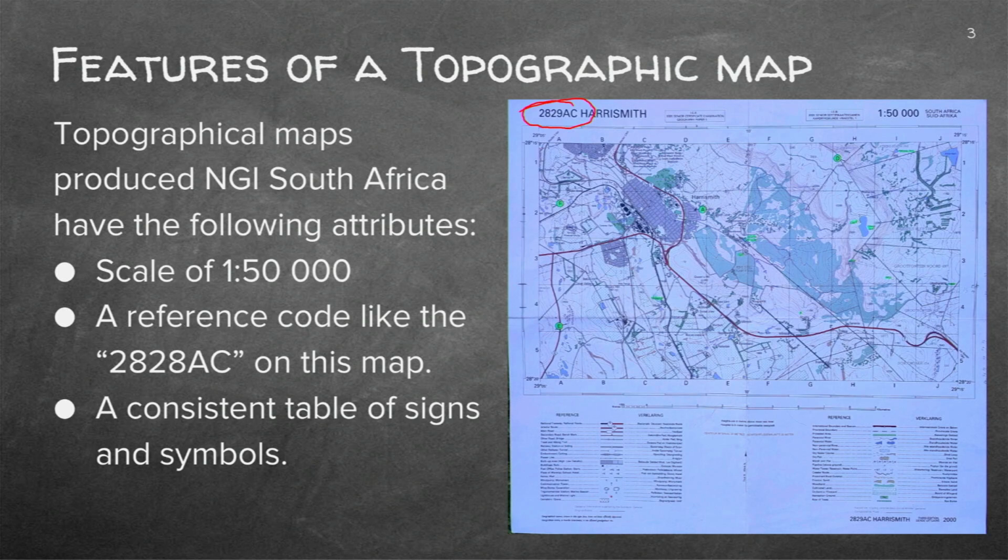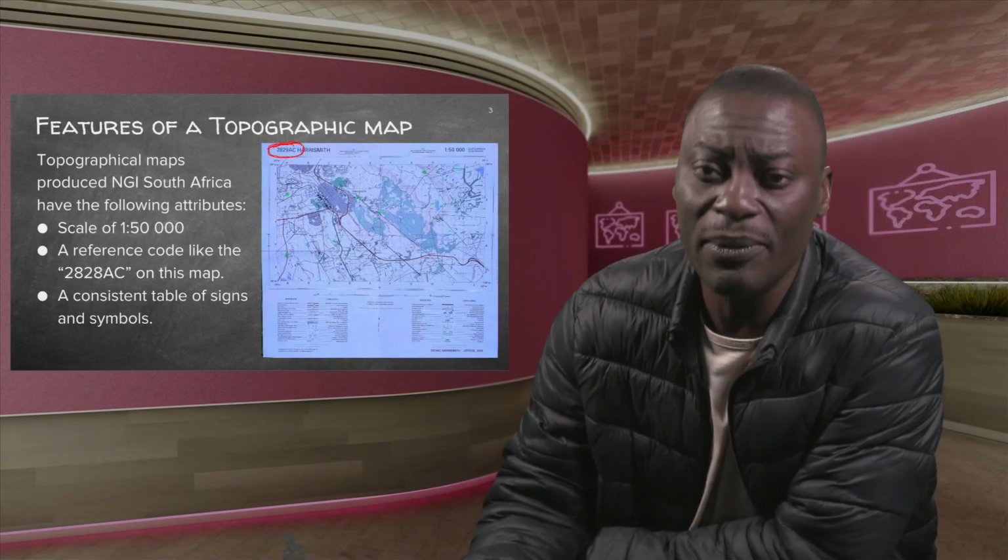And this is what a typical topographical map looks like that you interact with on a daily basis and in class. The ones produced in South Africa always have numbers or a reference code at the top left-hand corner of the map. All right, I will explain how these reference codes have been created. You would also have a table of symbols. It's very consistent. It's the same you find in every topographic map that is produced in South Africa. The same symbol, the same sign. So it's important to learn them and get used to them.